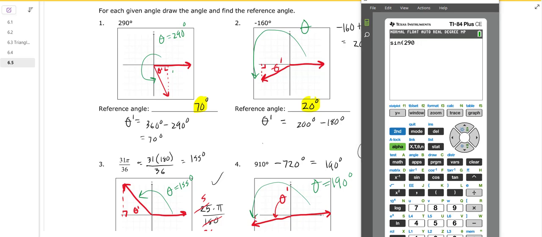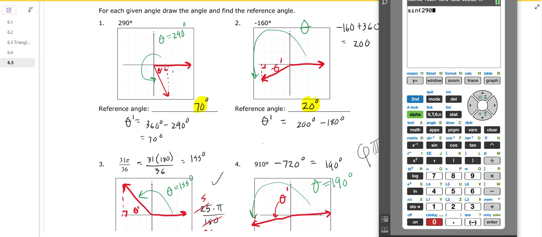But what we want to do is compare that to what happens when you do the reference angle. So if I do sine of 290, I get that. But if I do the sine of 70, I'm going to get the same thing, but I'm not going to get a negative number. You'll get a negative for a trig function depending on what quadrant you're in. But the point I'm wanting to make is if you do a trig function of the original angle and the trig function of the reference angle, they should always have the same absolute value. They should have the same value, but one could be negative and one could be positive.